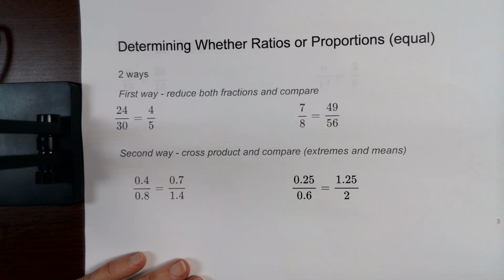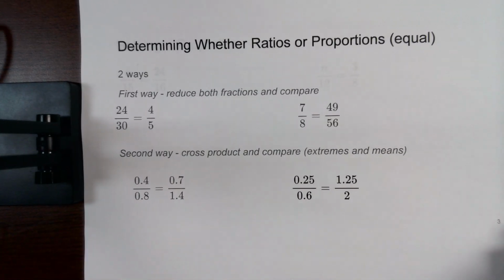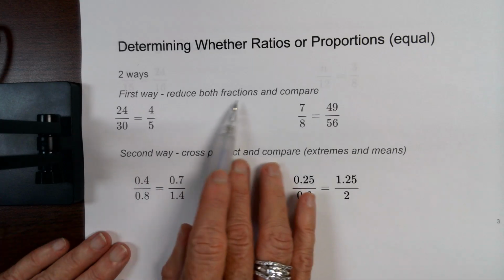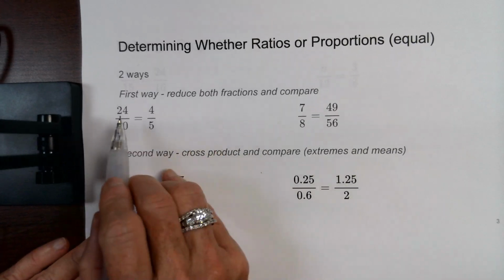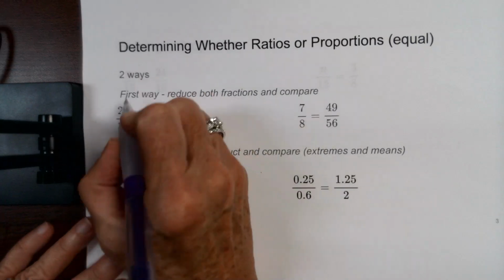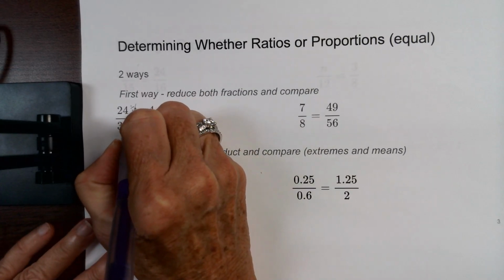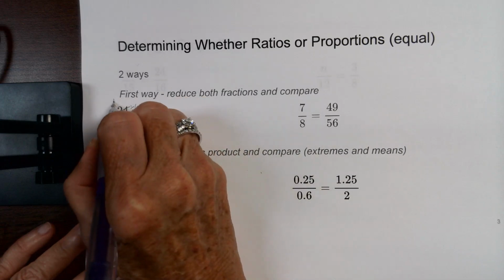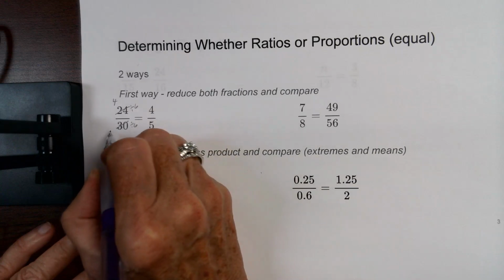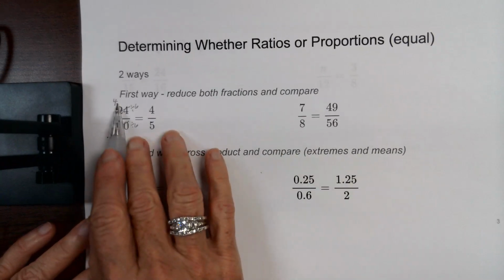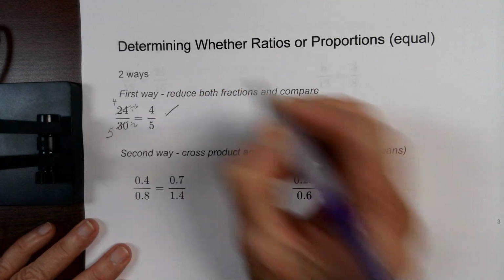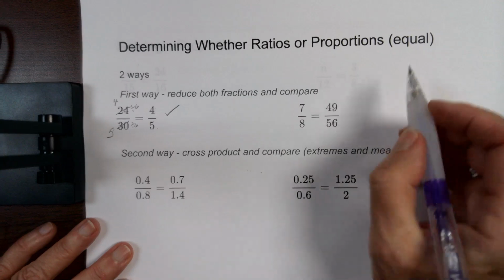To determine whether ratios are equal, there are two ways. The first way would be to reduce both fractions and compare them. So 24 over 30, I could divide both of them by 6, and that would give me 4 over 5, and then I can compare and say, oh, 4 over 5 equals 4 over 5. So yes, they are proportional.